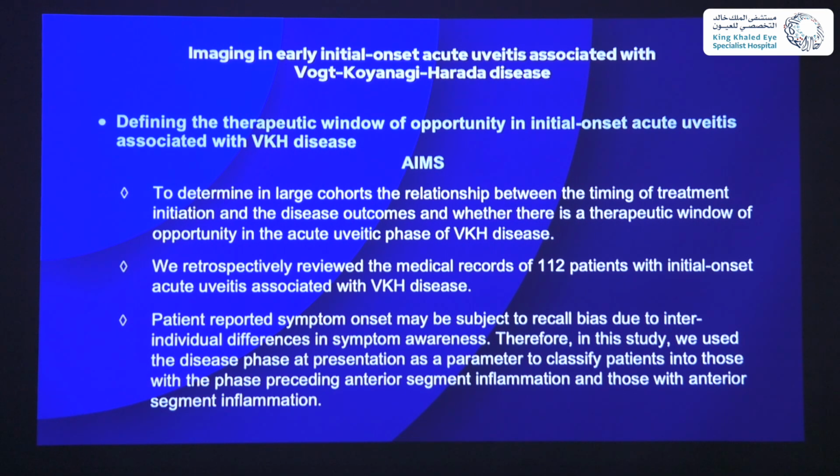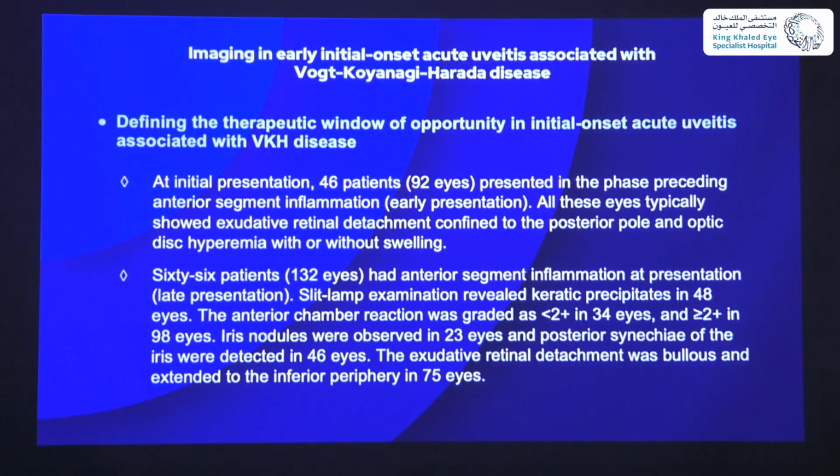Of course, we didn't rely on the history given by the patient on duration of the disease. We relied only on our slit lamp examination. So those patients who have anterior segment inflammation, this is delayed presentation, and those patients who presented early have a quiet anterior chamber. So with our examination at presentation, 46 patients presented in the phase preceding anterior segment inflammation. So this is early presentation. And 66 patients presented late in the phase with anterior segment inflammation.